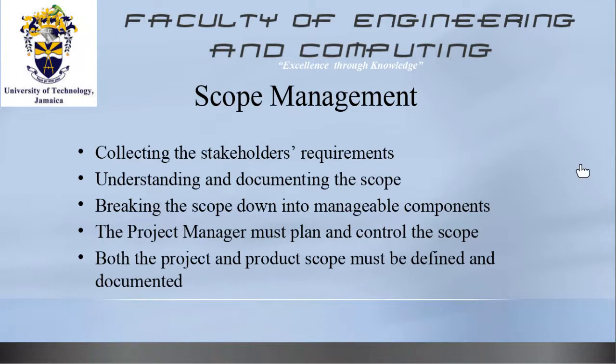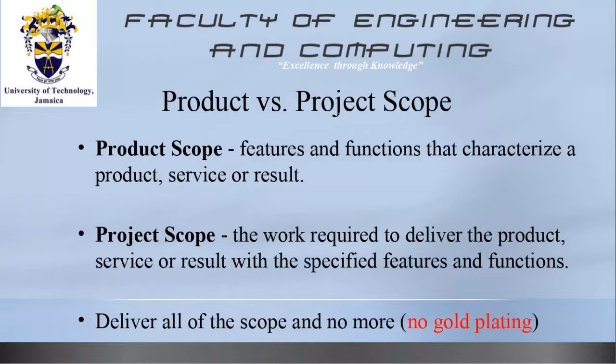So when we talk of scope management, what is this? It's about collecting the stakeholders' requirements. It's about understanding and documenting the scope. It's about breaking the scope down into manageable components. We have to recognize that this is a responsibility of the project manager, because he has to plan and control the scope. Now, there's a distinction to be made between the project and the product scope. Both must be defined and documented, right? So with that understanding, let's move on to the next slide.